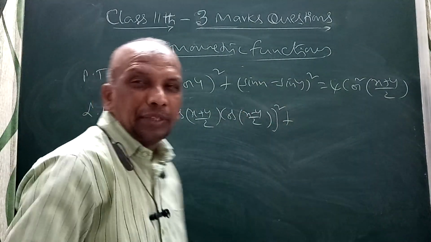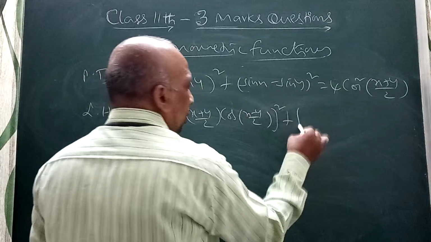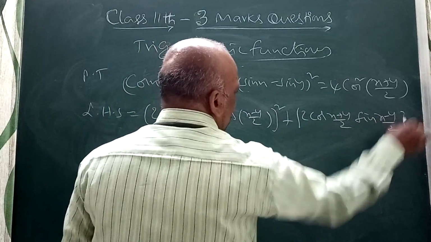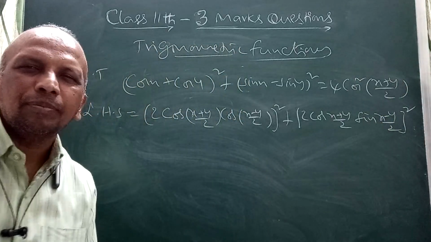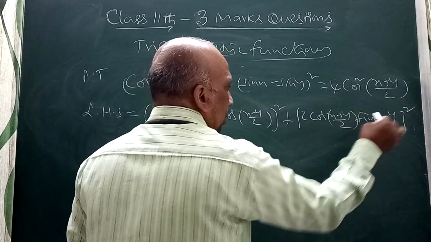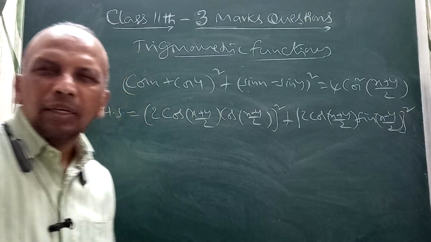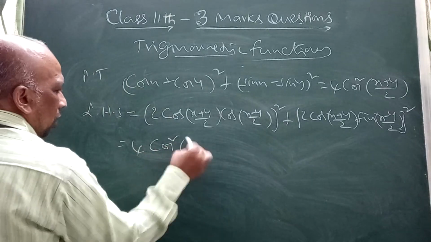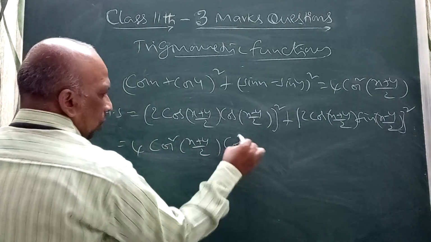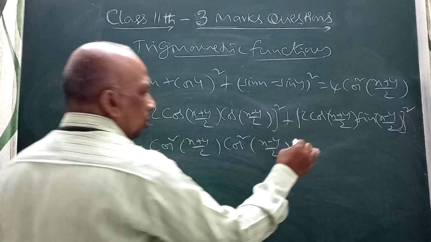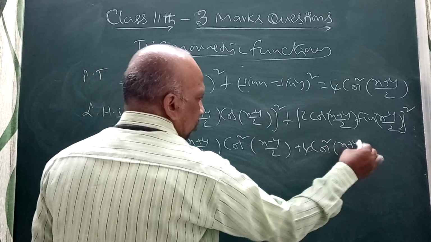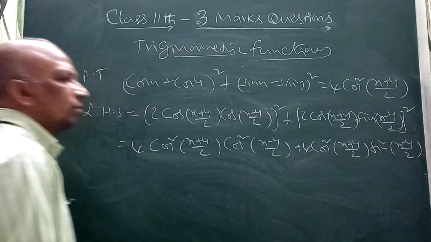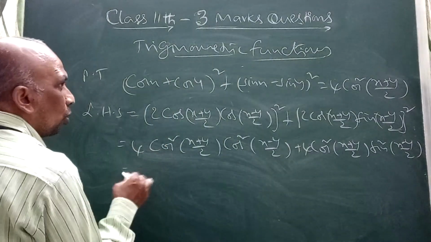This is sin c minus sin d. Sin c minus sin d means we have the formula 2 cos of (x plus y) by 2 sin of (x minus y) by 2, whole square. Remember the formula here. Then you will get 4 cos square of (x plus y) by 2 cos square of (x minus y) by 2 plus 4 cos square of (x plus y) by 2 sin square of (x minus y) by 2.